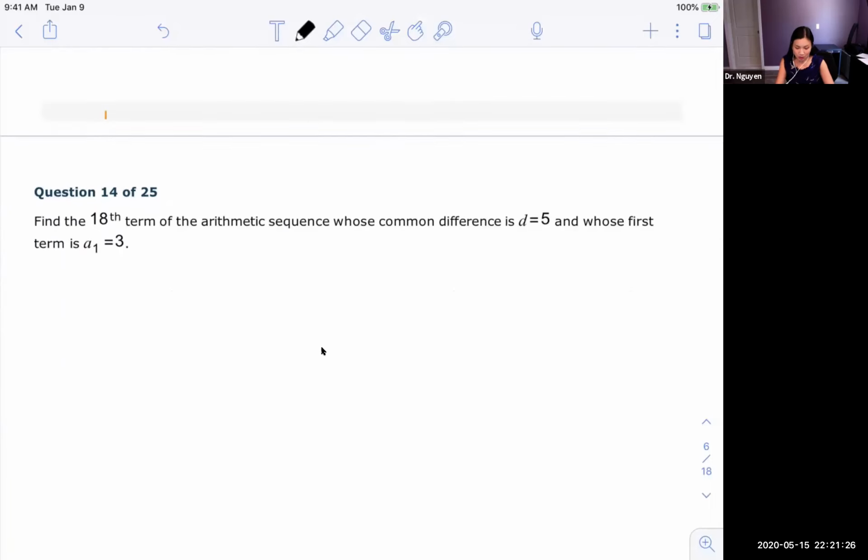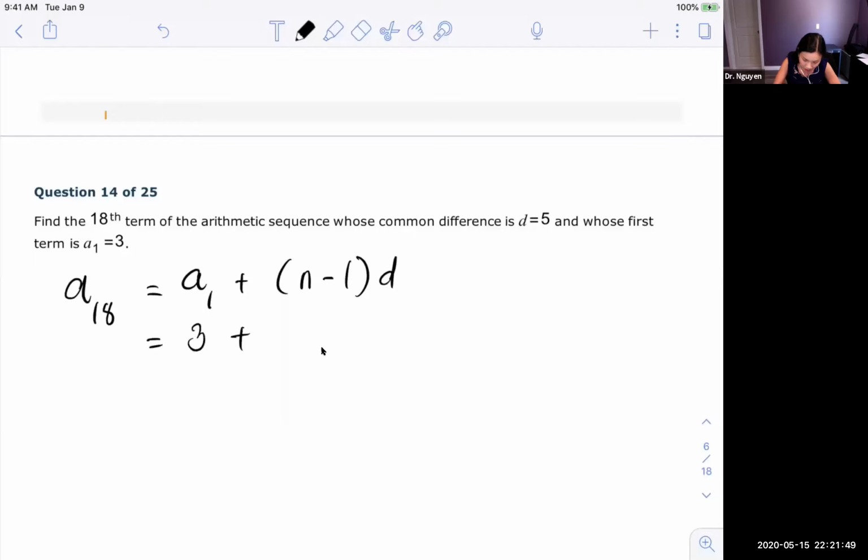Okay, so for this problem, find the 18th term of the sequence whose common difference is 5, and the first term is a_1. Once again, you have everything. So we're looking for a_18, and then you just plug it in. I'm going to rewrite it: a_1 plus (n minus 1)d. So a_1 is 3 plus 17 times d, which is 5. Okay, so it's really easy. It's 88.